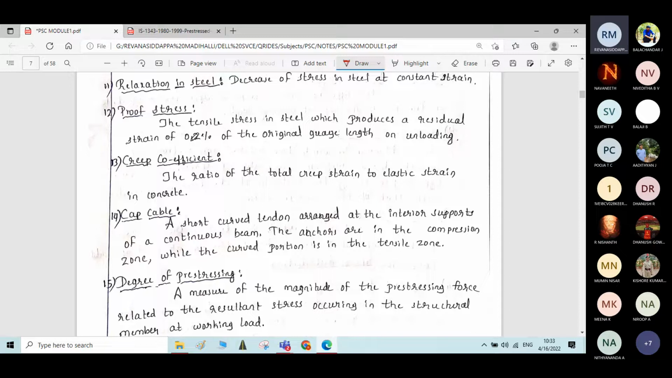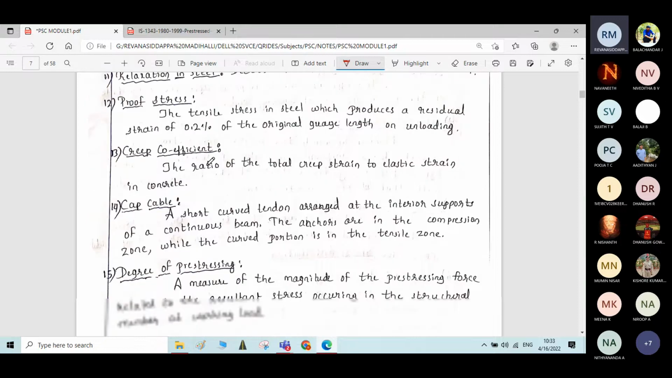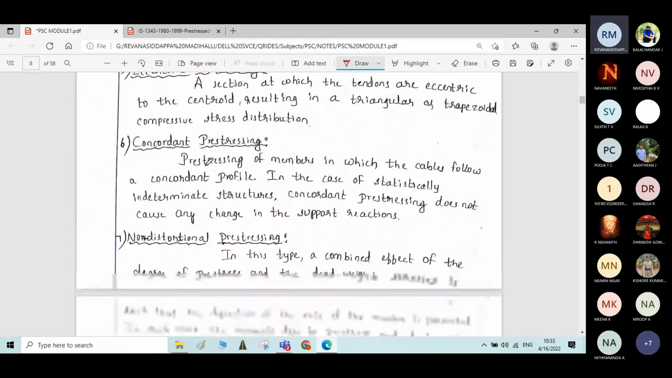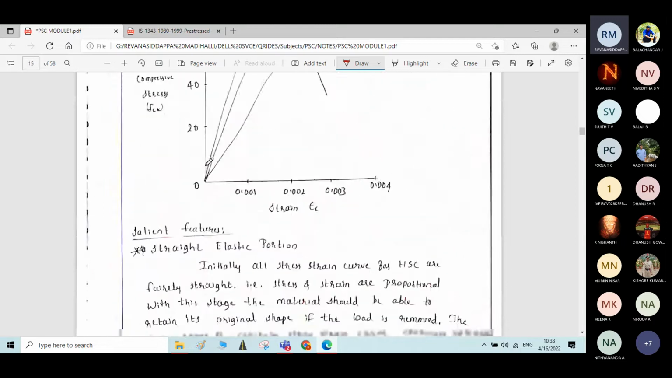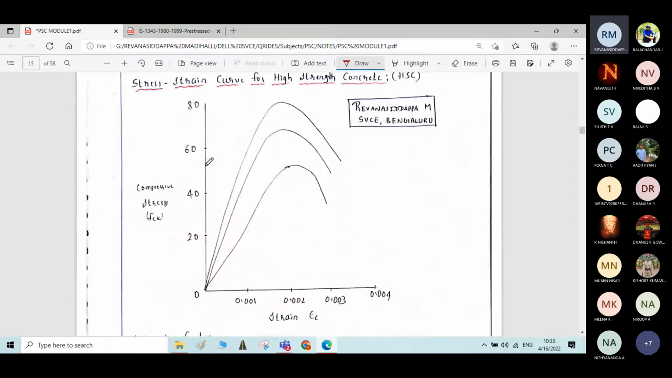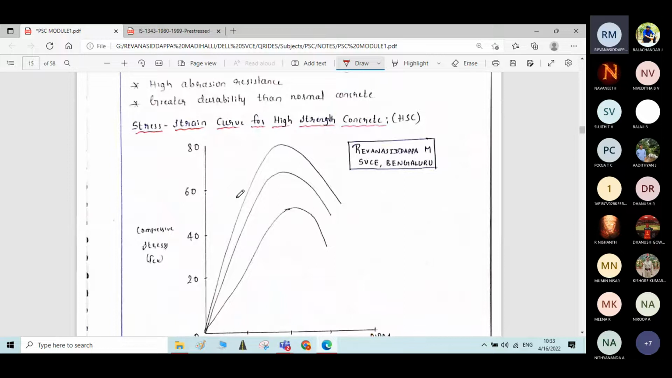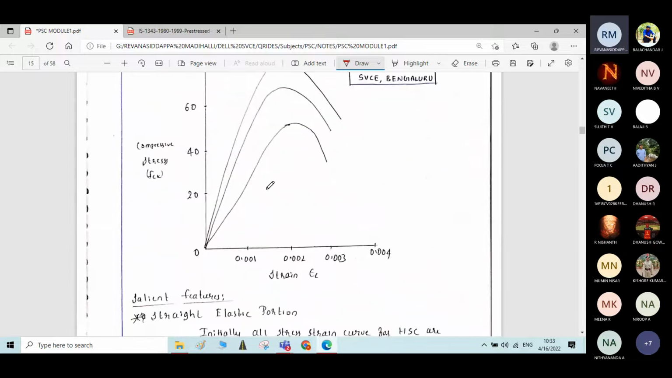Then coming to proof stress, you have already studied it in your strength of materials. What is the meaning of proof stress? Here I have a stress strain curve at the last. See, here I have drawn the stress strain curve for high strength concrete. Assume that this is the stress strain curve for a tendon.